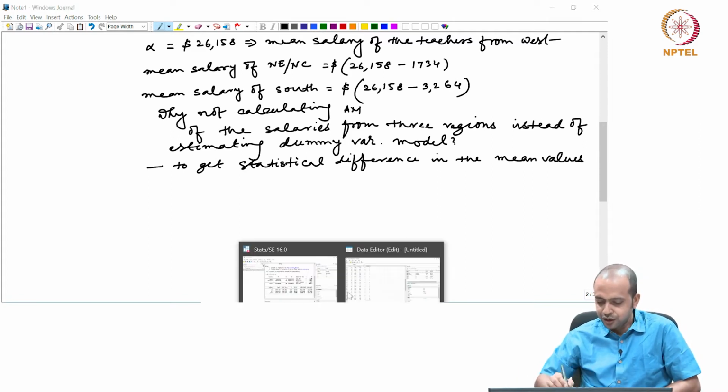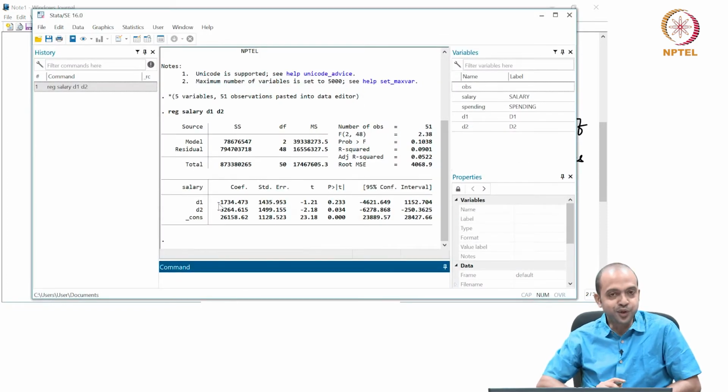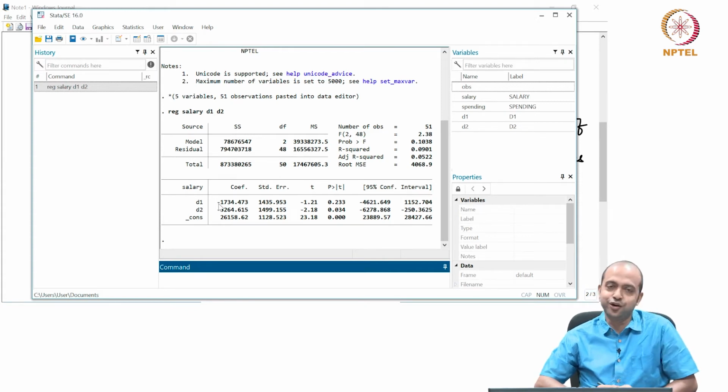If you go to the output once again, if you compute the mean value of the northeast or north central, that will also apparently show you, yes, the mean value of northeast or north central is different from that of the western region, because that value would be 26,158 minus 1734. But this 1734 difference, is it statistically significant? That the arithmetic mean cannot tell you. That we will know just by looking at the significance of the D1 coefficient, and it is not significant. So, even though mathematically it is different, statistically it is not.